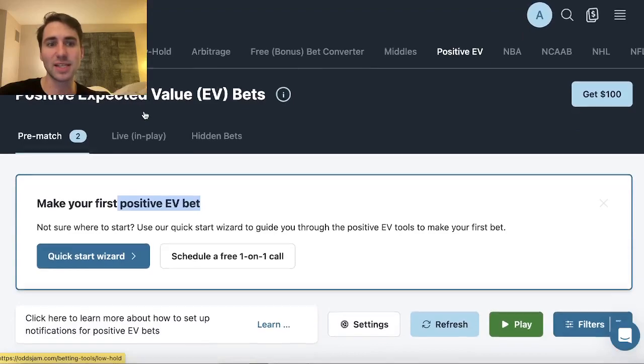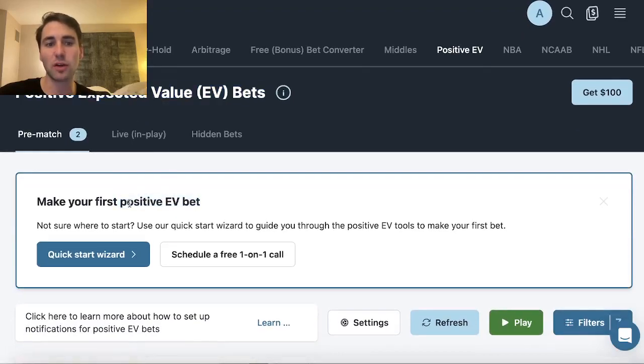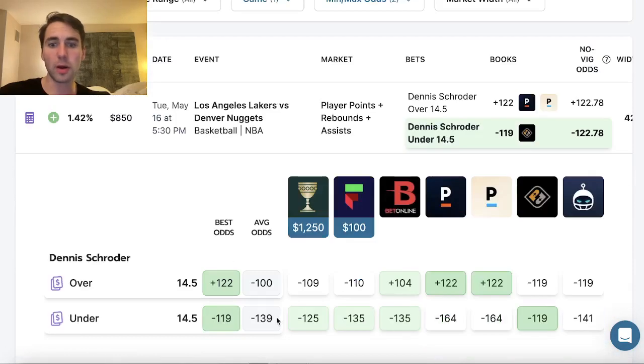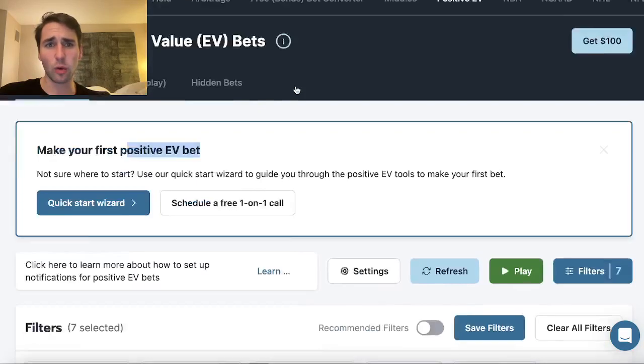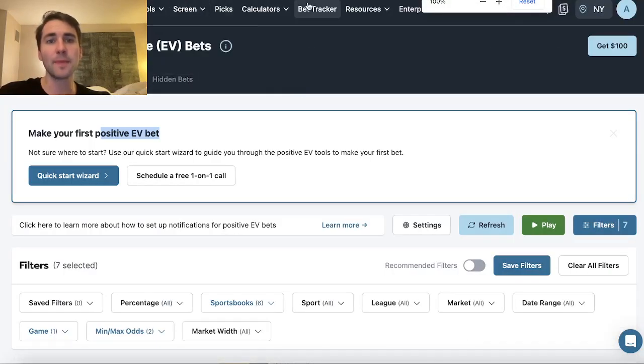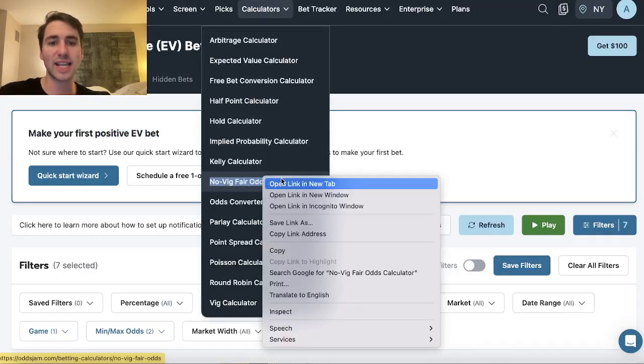Just using the positive EV tool, positive expected value betting tool, all the books are telling us, no, this guy, he's more likely to go under as opposed to over. So we're following the data, and that's how you make money on PrizePicks. You can quantify the win probability for this bet using what's called a no-vig odds calculator.